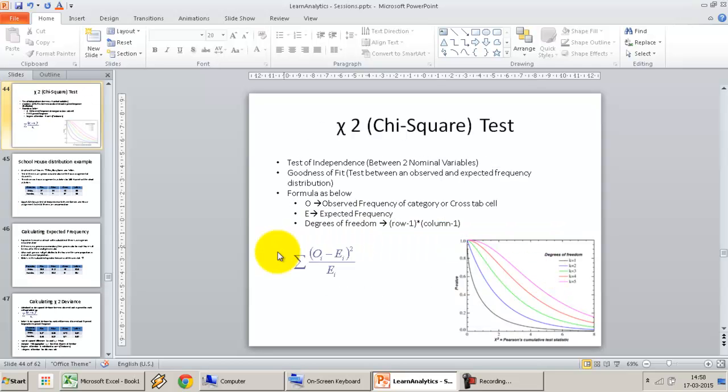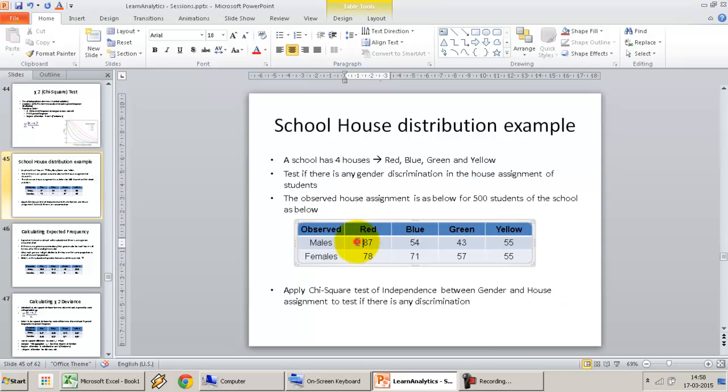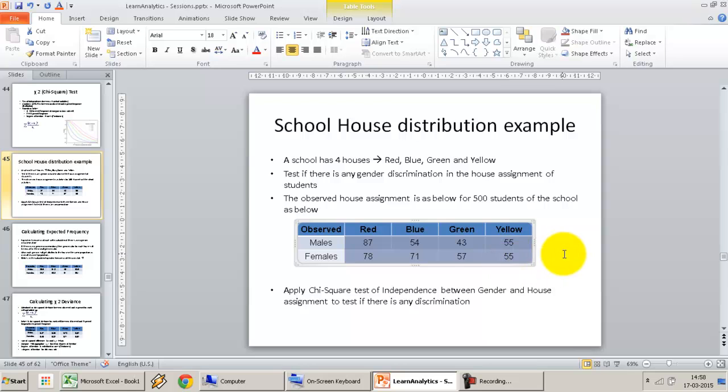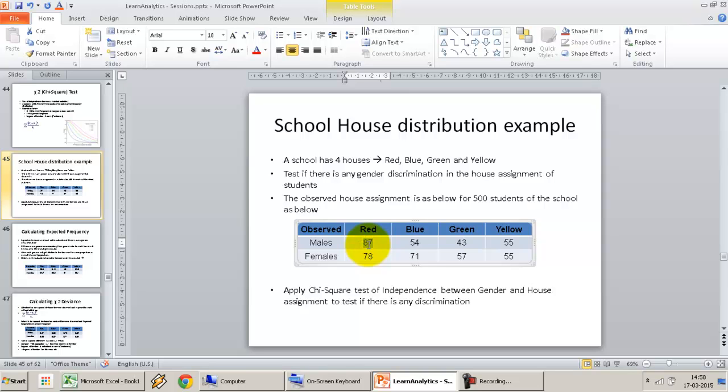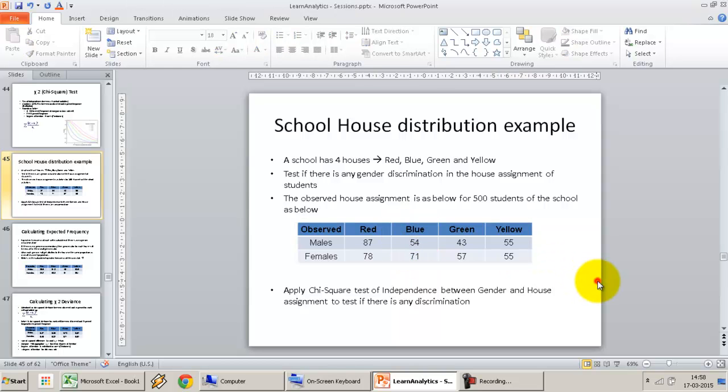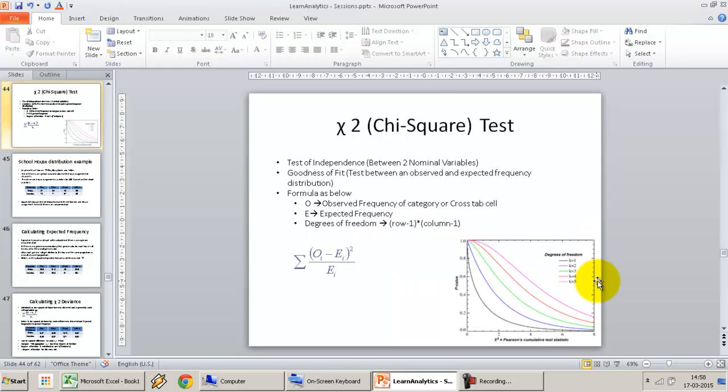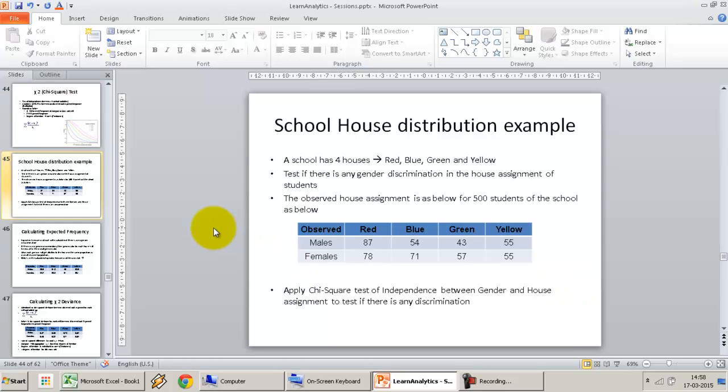And as mentioned in the previous slide, the chi-square test compares the observed frequency. So these are the observed frequencies. For each of the cells, these are the frequencies or the number of observations. This is not the mean, median, etc. This is simply the number of students which are classified as male and in the red house. Similarly, the number of students which are female in blue house and so on. So this is the frequency distribution, and for each cell, this is the observed frequency. Now the chi-square formula uses observed minus expected frequency whole square divided by expected frequency for each of the cells.